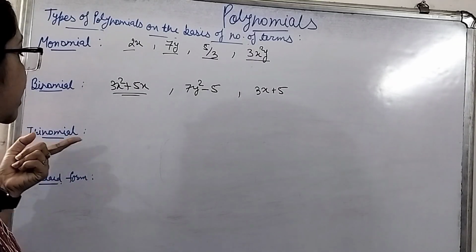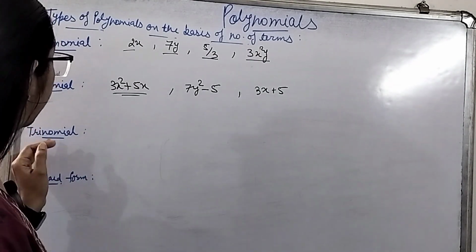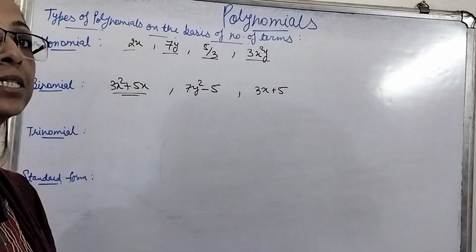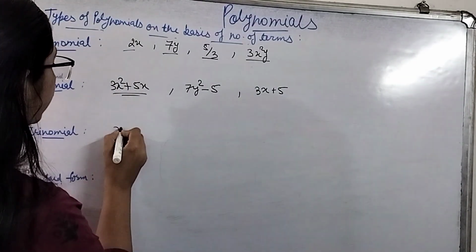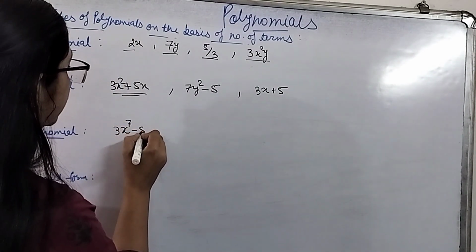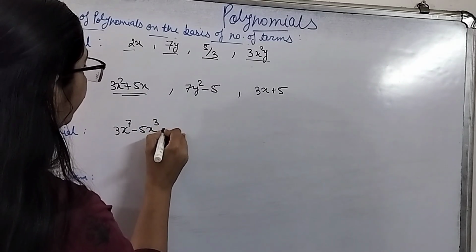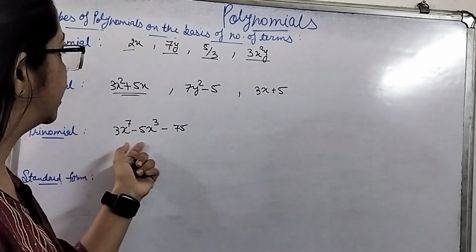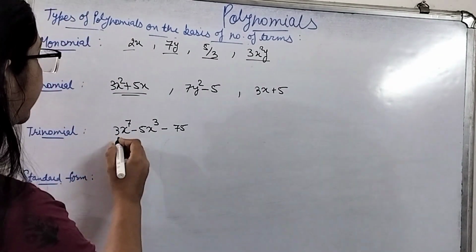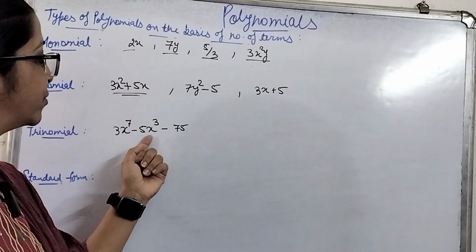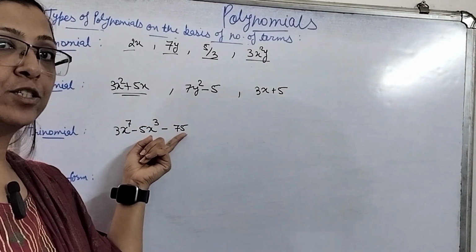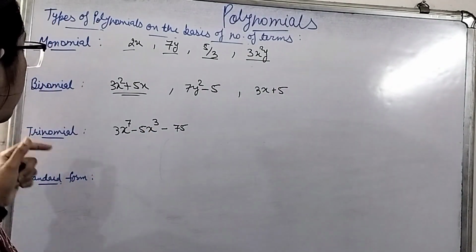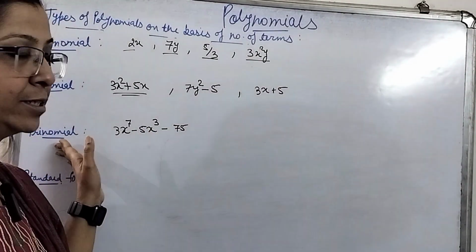If the number of terms is 3, we know tri means 3. So if the number of terms in any polynomial is 3, then such polynomials are known as trinomial. An example could be 3x⁷ − 5x³ − 75. In this polynomial there are three terms. One is 3x⁷, another is −5x³, and the third one is −75. So there are three non-zero terms in the polynomial, and such polynomials are known as trinomials.